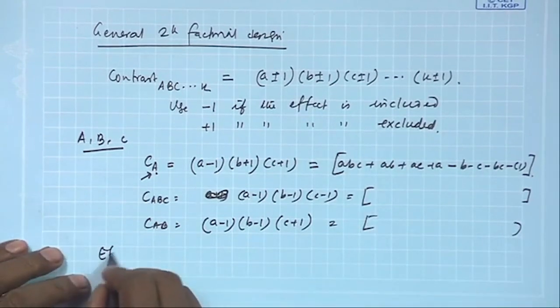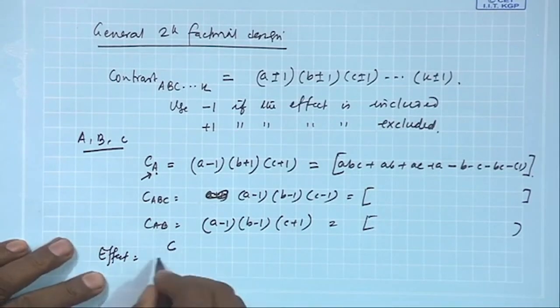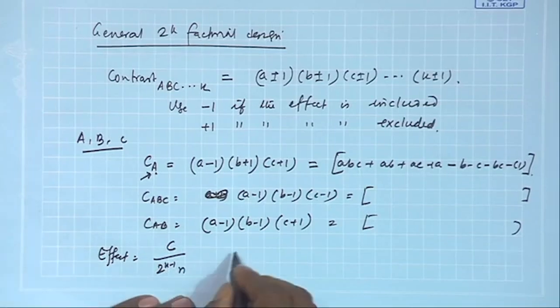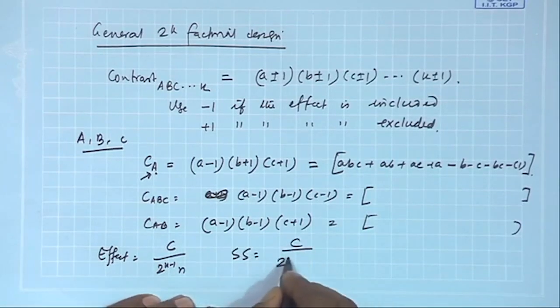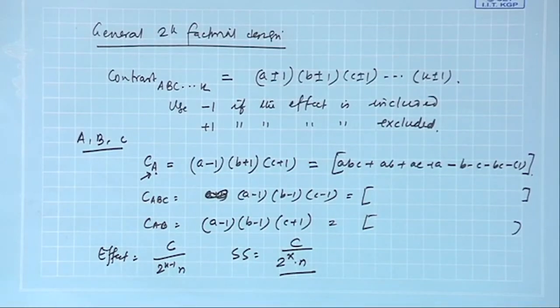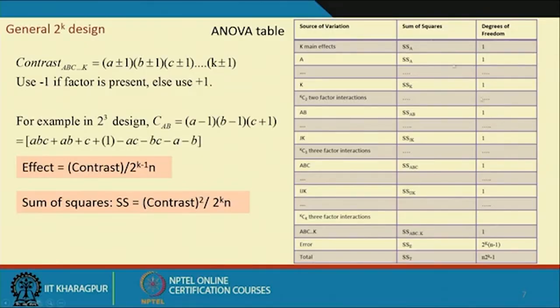And then the effect will be, as I told you, the contrast divided by 2 to the power k minus 1 into n, and SS will be contrast squared divided by 2 to the power k into n. So, you will be able to find the contrast and all those things, and then the general ANOVA table will be like this: all sources of variation, main effects, interaction effects, their sums of squares, and degrees of freedom, which will always be 1 because there are two levels for each factor. So, for A, B, C, AB, BC, all will have only 1 degree of freedom.